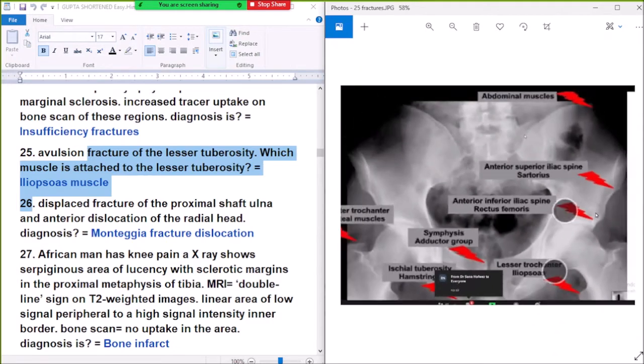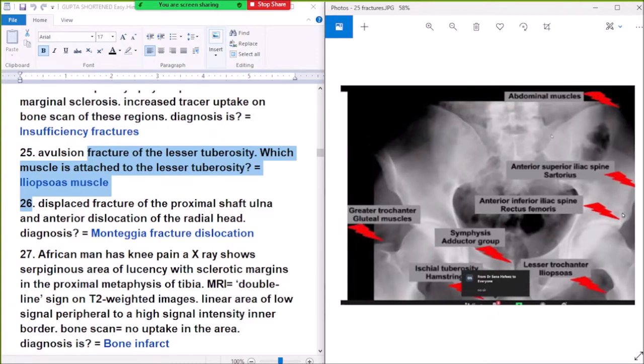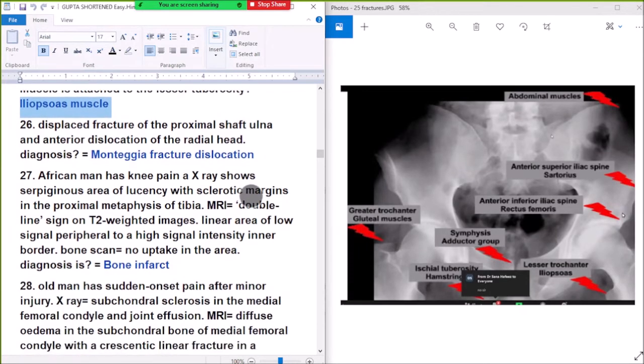Iliopsoas. Anterior inferior iliac spine, which muscle is attached? Rectus femoris. Anterior superior iliac spine, which muscle is attached? Sartorius. So a fracture of the lesser tuberosity, which muscle is attached to the lesser tuberosity? Subscapularis muscle.